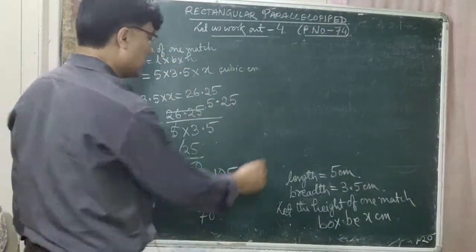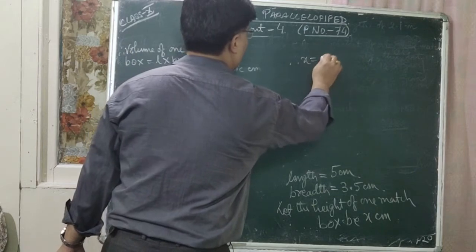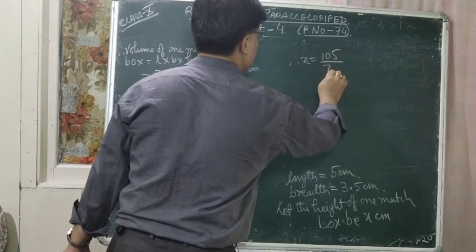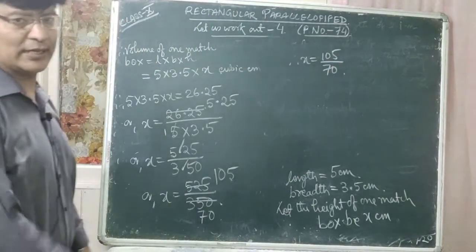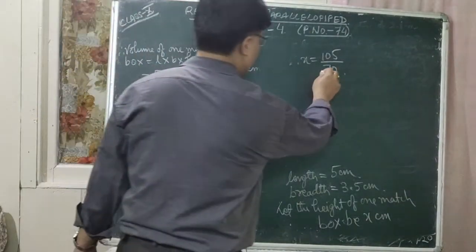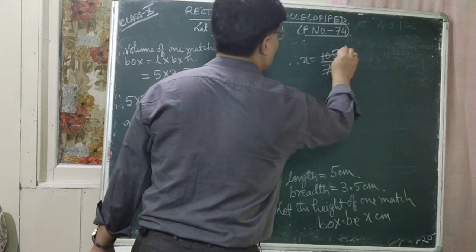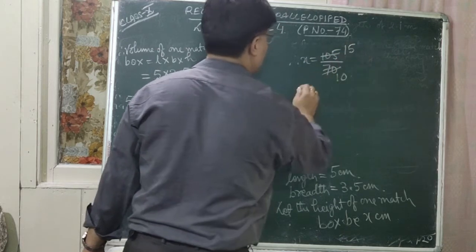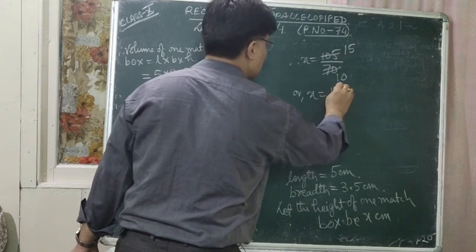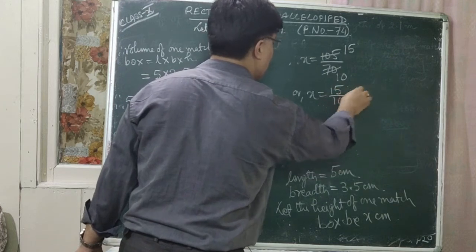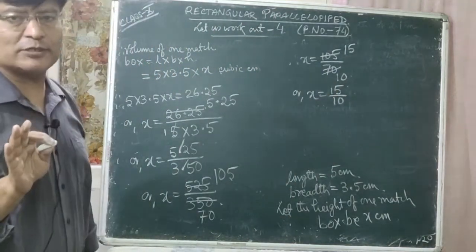Next, x is equal to 105 divided by 70. Also cancel it. You can cancel it by 7. 7 10s are 70. 7 1s are 7. 35. 7 5s are 35. That means x is equal to 15 upon 10. I think you have understood it.